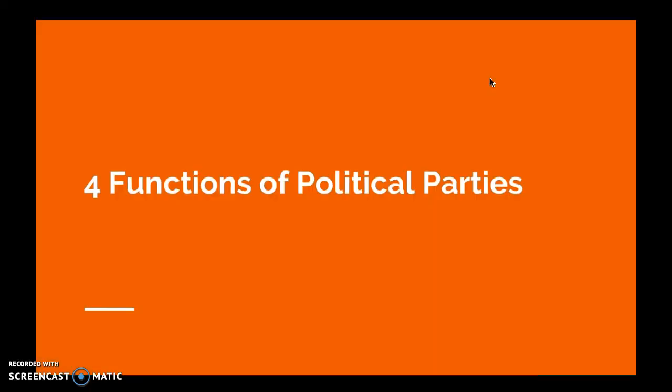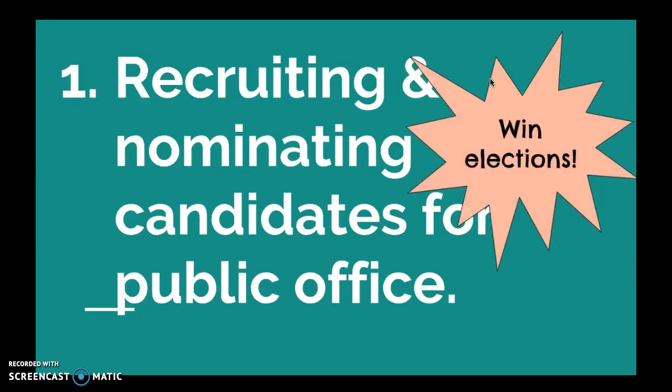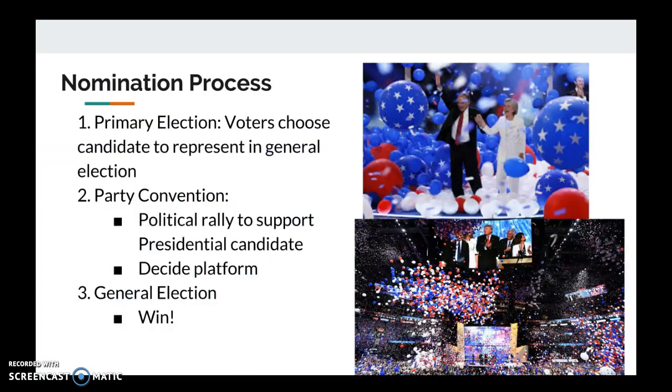So we're going to start with the 4 functions of political parties. The first function is to recruit and nominate candidates for political office, for public office. So political parties will stump for them and raise money for these candidates with the ultimate goal of winning elections. We're going to drill down into the nominating portion of this function for a few minutes.